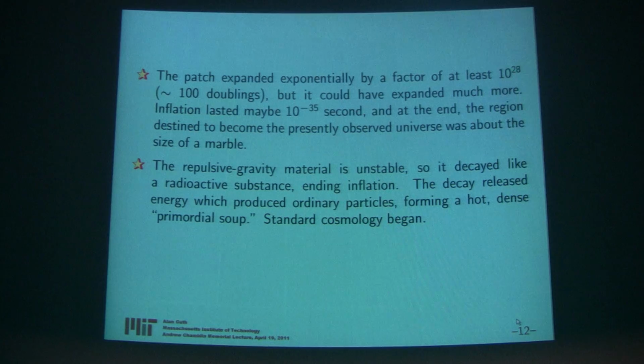The patch will expand exponentially. To make things work, you need to expand by a factor of about 10^28, which takes our initial region of 10^-28 centimeters up to about 1 centimeter, which would be the size of the visible universe at the end of inflation. That takes about 100 doublings, and that would take about 10^-35 seconds, using these numbers typical of grand unified theories.